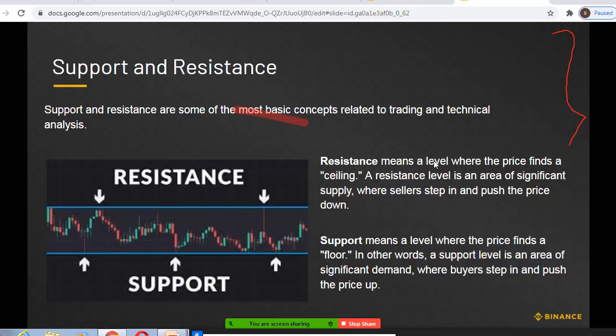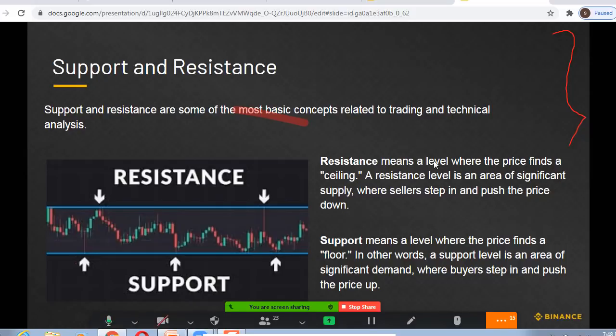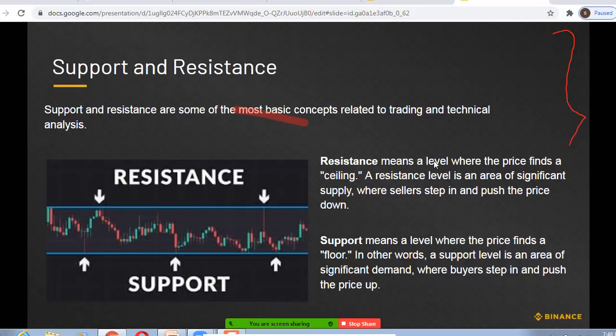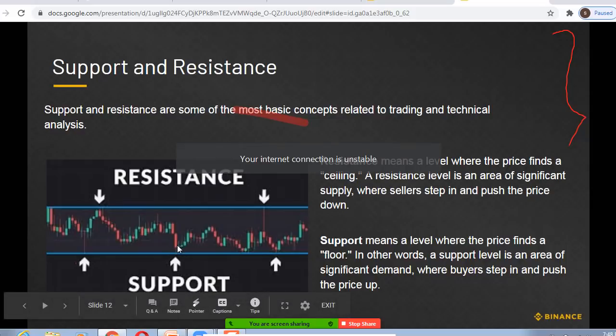So at that level area, there are a lot of suppliers, that is sellers, that will push the market right down. Now, support is where price finds significant demand and price starts rising. So you consider support as a floor where buyers push the market to the upside. So as you can see here, this line is a resistance area, while here it's a support area.